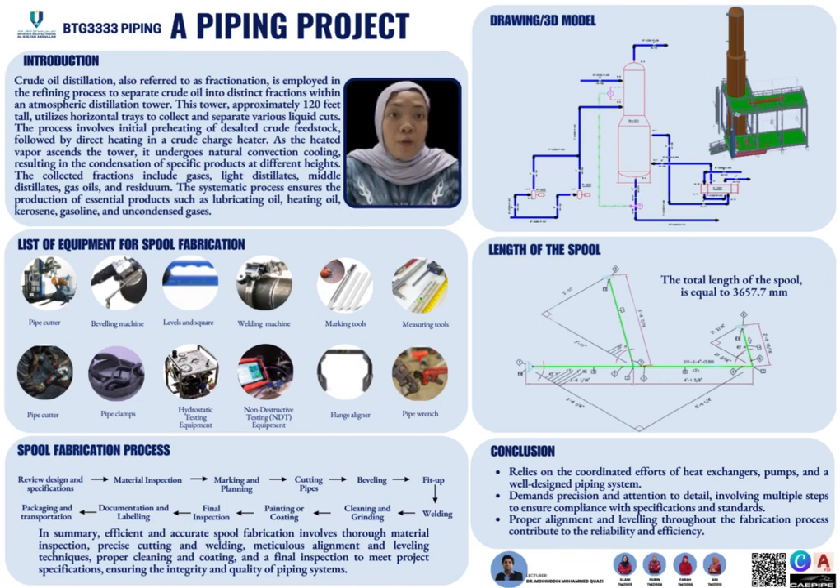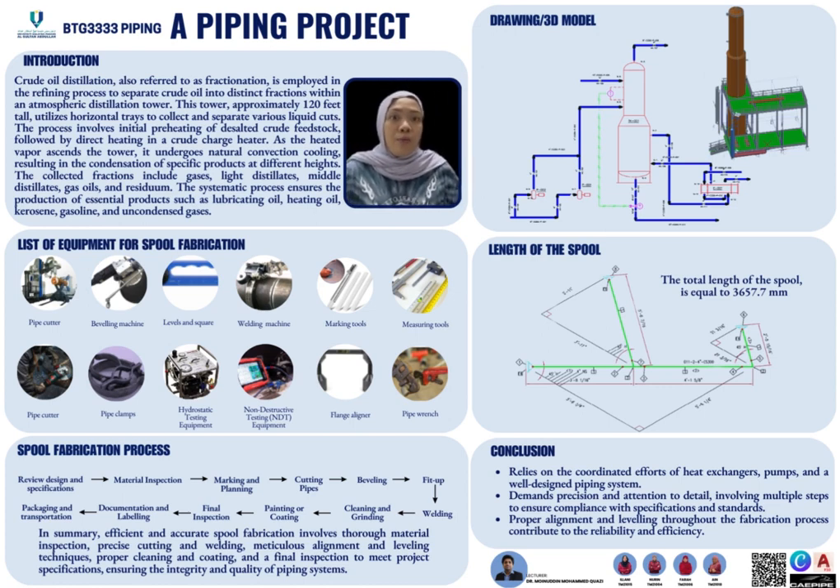So today I will explain the introduction for our project. Welcome to our project, where we have chosen the crude oil distillation process, also known as fractionation. This method kickstarts the refining process by breaking down crude oil into distinct fractions or cuts through distillation in an atmospheric distillation column. These cuts, with specific boiling point ranges, are classified into gas, light distillates, medium distillates, gas oil, and residuum based on decreasing volatility.